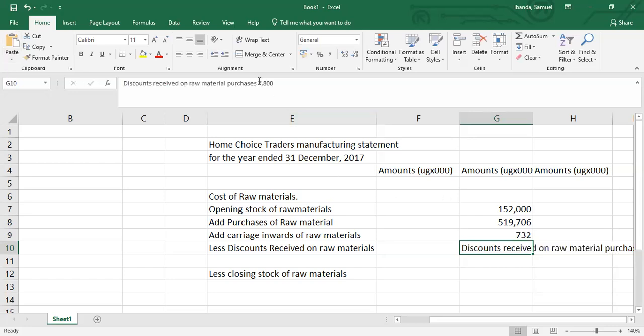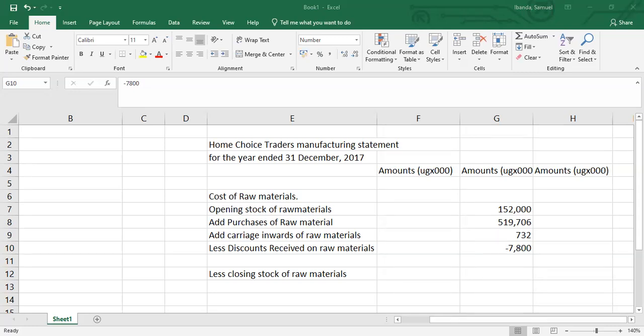Sorry, pick the whole figure. It is 7,800. So this is a less. I'm going to less it. So I'm going to put it as a negative right there. Okay. So that is what I basically have when it comes to purchases of raw materials.